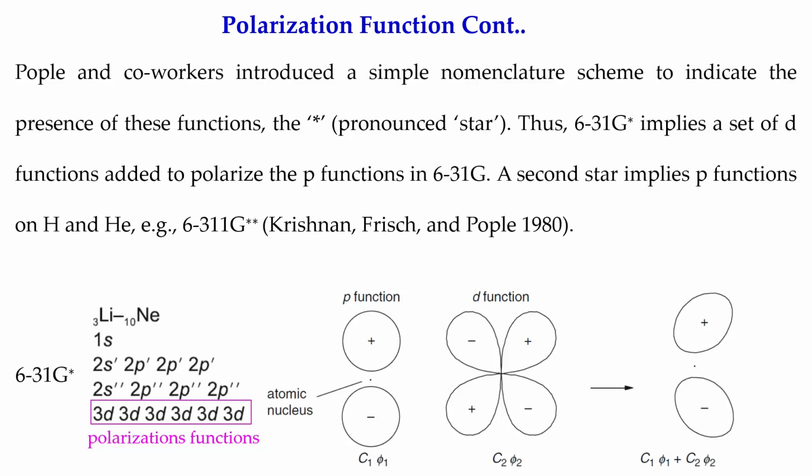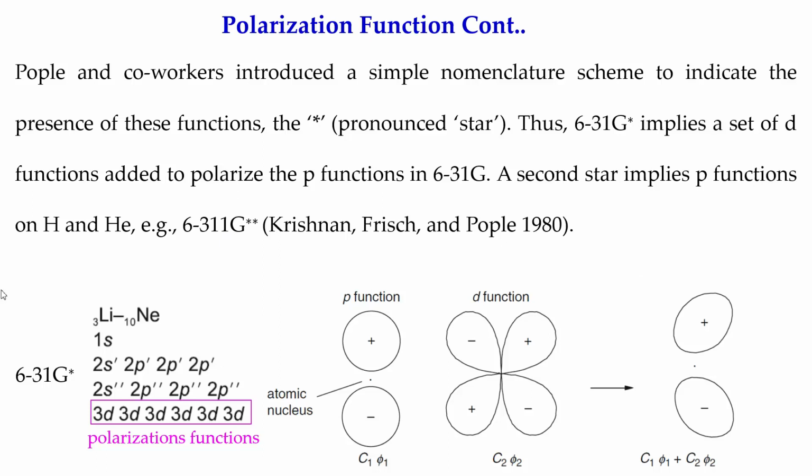They have added other functions in the form of a star, and we pronounce it as star. Okay. So 6-31G star implies a set of d functions added to polarize the p functions in 6-31G. 6-31G is the basis set without polarization, and you know this is a double zeta basis set. If you add one star, then polarization functions for the heavy atoms will be added. A second star means polarization functions will be added on hydrogen and helium, that is, the first row atoms. So now we can see how many functions there will be.